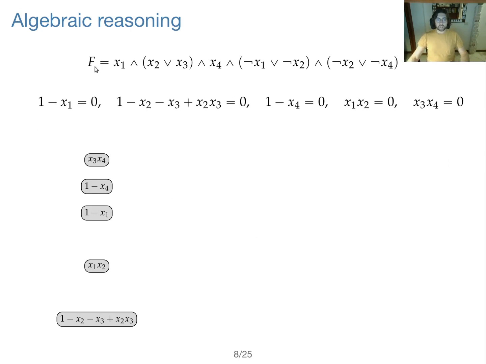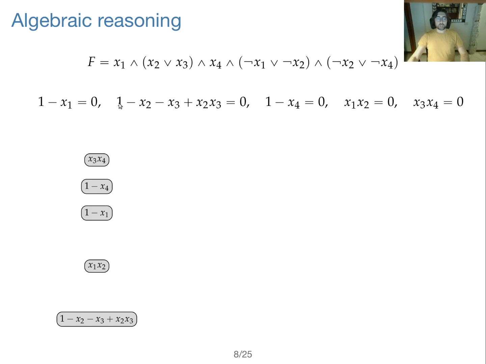Let's see what I mean. Consider this CNF formula. We can encode each clause as a polynomial equation. For example, this clause is true whenever one of the two variables is equal to false. And this is exactly what happens here. Oh, there is a typo. This should be x3, like it is here.